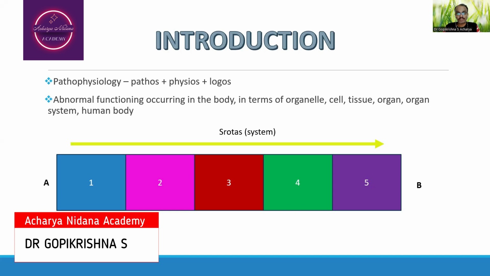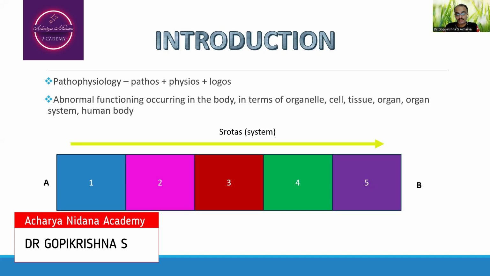This pathophysiology may occur at the atomic level, at the organelle level, at the cellular level, at the tissue level, or at the organ system level. Later, that may have an impact on abnormal functioning of the human body. So when you think about all these, we have to study this information in a systematic manner.